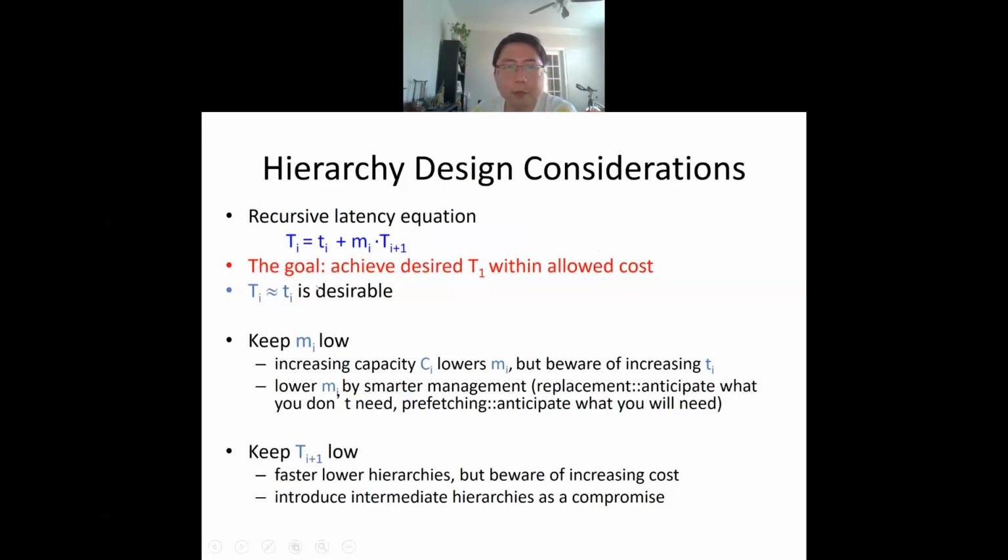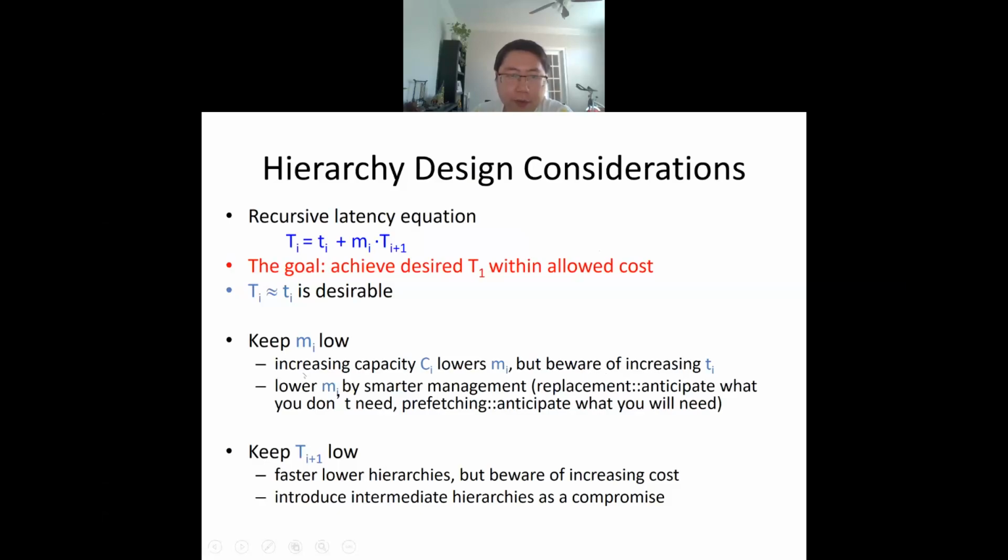Of course, you prefer that the perceived access time, the big Ti, is close to the intrinsic technology access time, small ti. So how do you achieve that? If you look at this equation, if you make the miss rate low, you don't need to spend time to locate the data from the next level. Then you will approach the intrinsic access time. So how do you keep the mi, the miss rate, low?